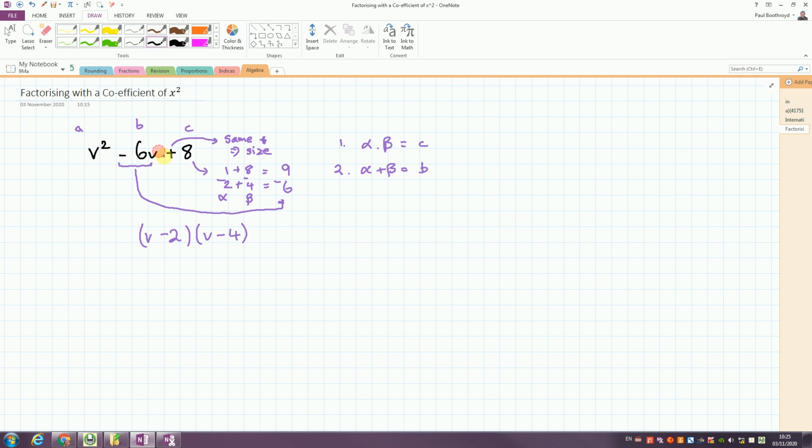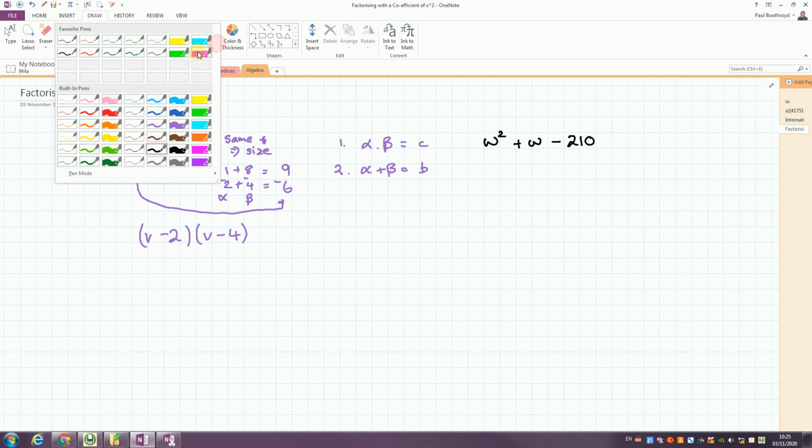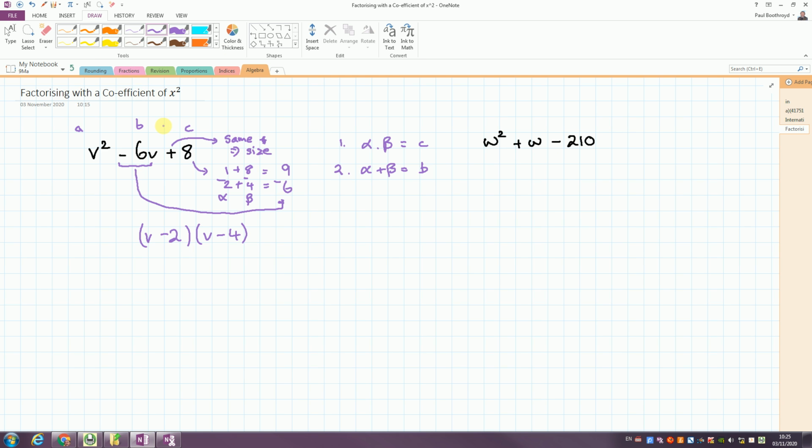Let's do another one with a different negative sign on it. So let's go for w squared plus w minus 210. Lovely big numbers, I like to see them. We've got lots of possibilities here. Now you might be able to jump to some numbers quite quickly, and that's what factorising is about. It's being familiar with types of numbers.